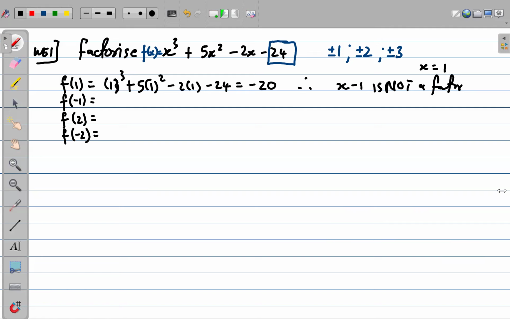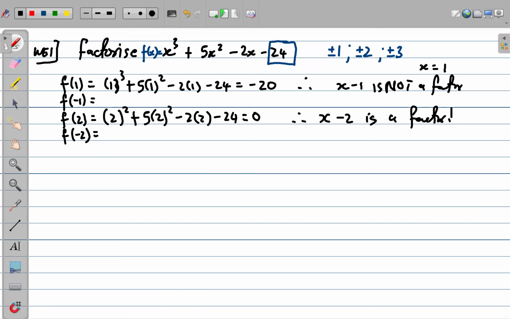Who's going to do this? Who's tried out what? Okay, f of 2 is 0. Am I getting that right? So if I heard you correctly, when I substituted 2, I get 0. Therefore, yes. Thank you. Therefore, x minus 2 is a factor.